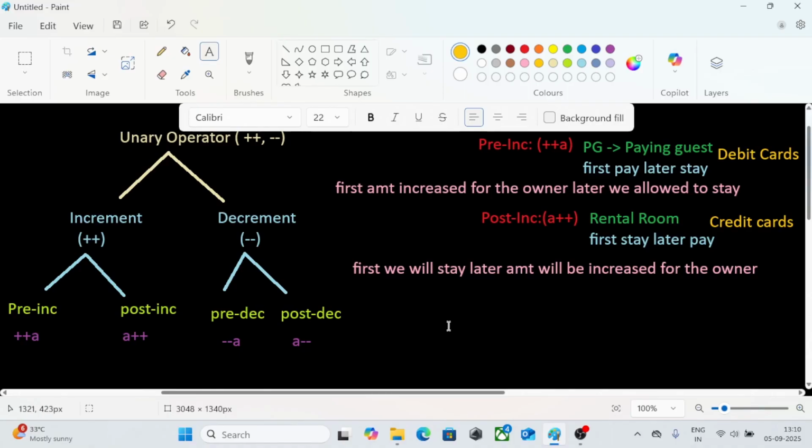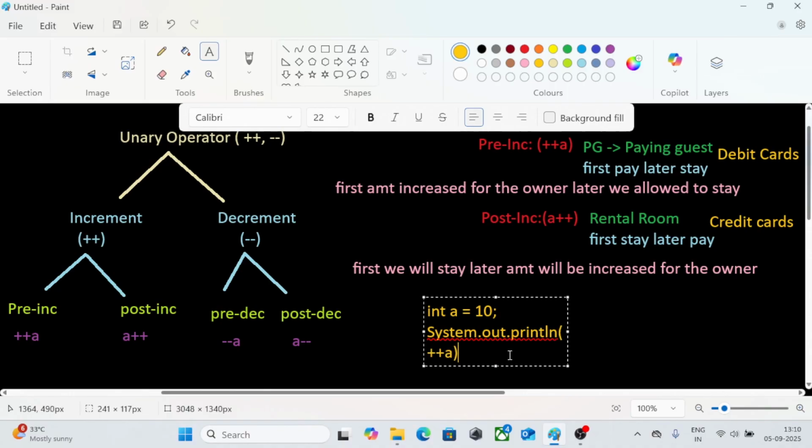Okay, so I'll teach you in a very easy way how you can remember these things, plus plus a, a plus plus. Okay, let us take one example. There is a variable called int a is equal to 10. Okay, I am trying to print System.out.println of pre-increment ++a. It is the best example that you can understand here. If you observe here, what do you mean by plus? So first increase the value, later assign the value. So you can remember it here also.